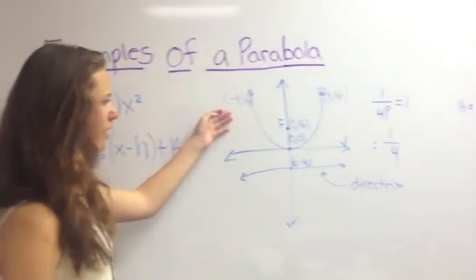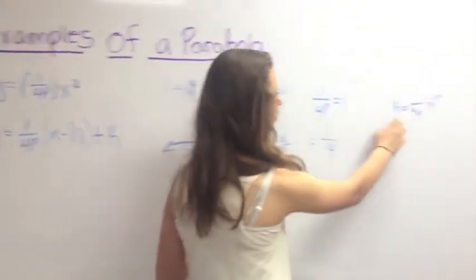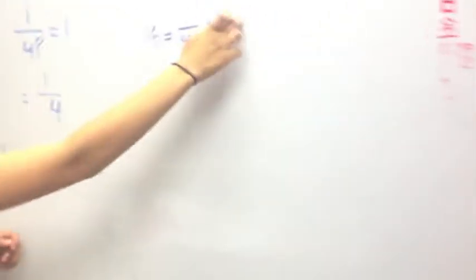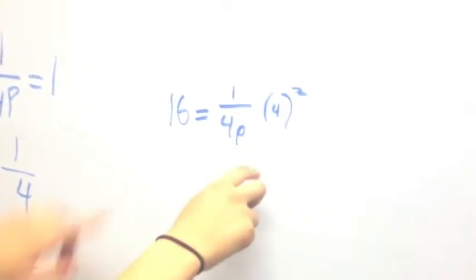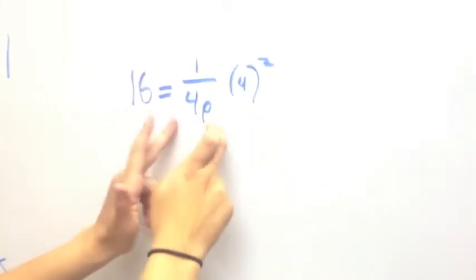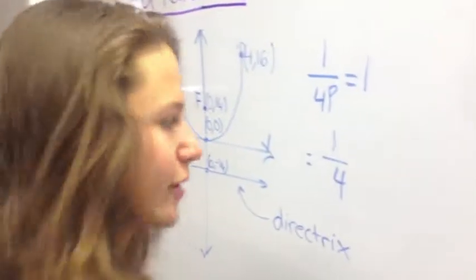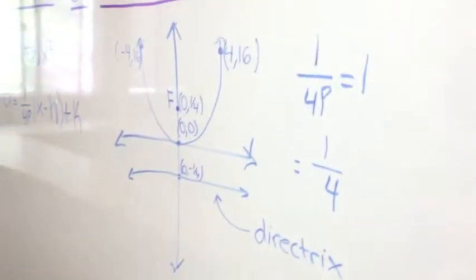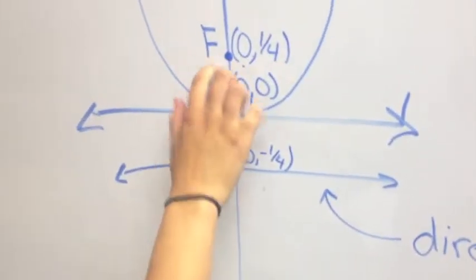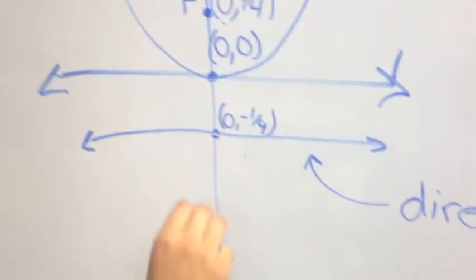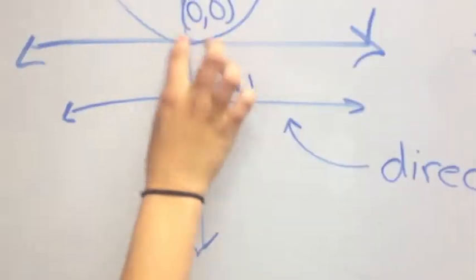If we come over to our graph, we have an equation right here that's 16 equals 1 over 4p, parentheses, 4 squared. So what's happening right here is 4 squared is 16. 16 equals 16, so what does this have to be to make 16 equal 16? Well, after doing math, we figured out that it was 1/4. So first, after we placed our vertex at 0, 0, we knew that the focus was 1/4 away from the vertex, and the directrix was also the same length away from the vertex.